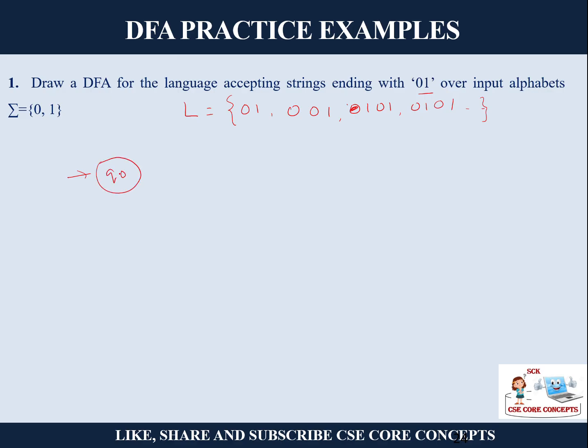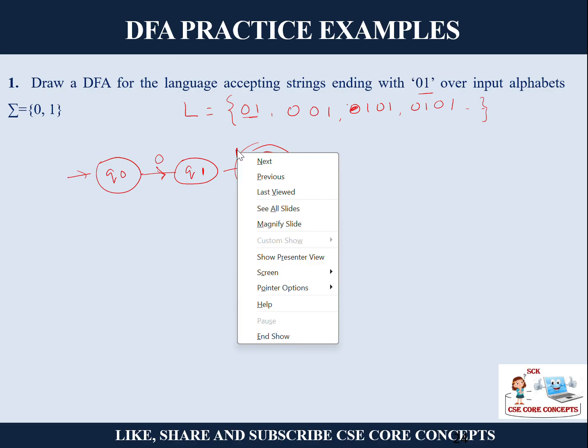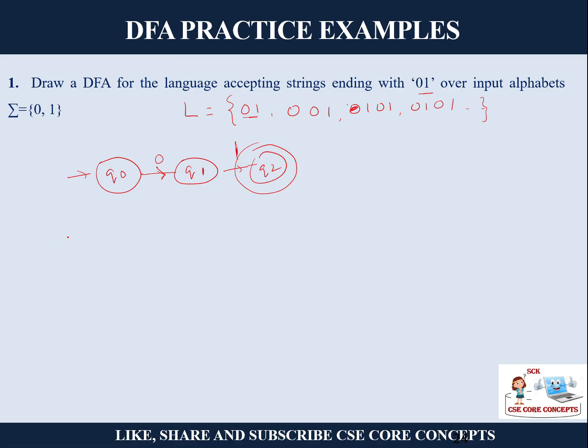So this is my initial state. Let us make the DFA for the lowest possible case, that is 01. If I give 0, I will go to state Q1, and from Q1 if I input 1, I will go to the final state, that is my Q2, right? Now, after this 0, 1, nothing should be there. 1 or 0 should not be there because this is how the string should end.